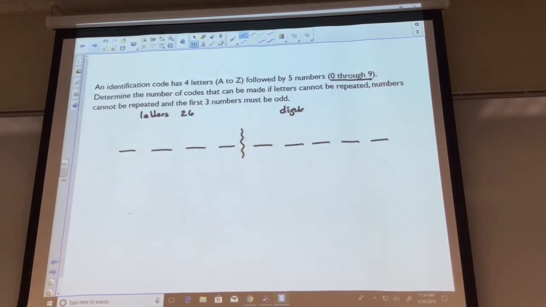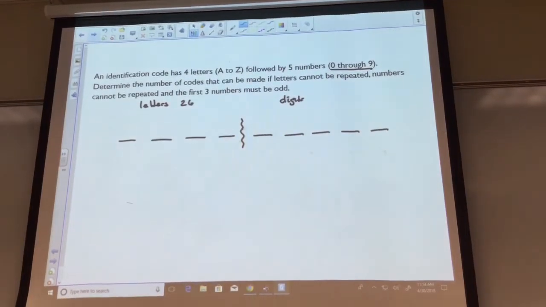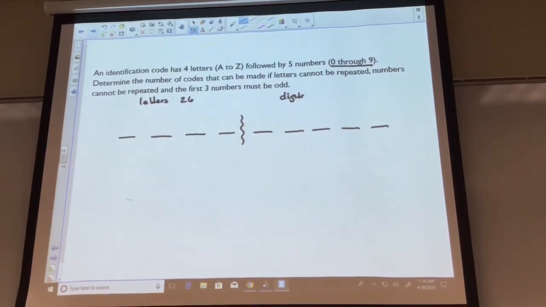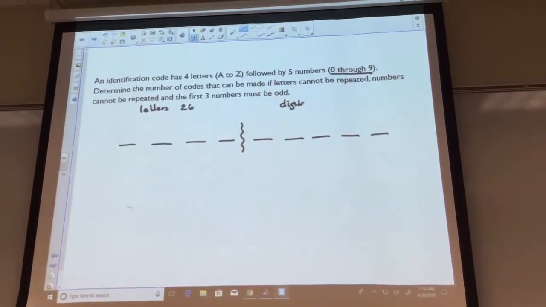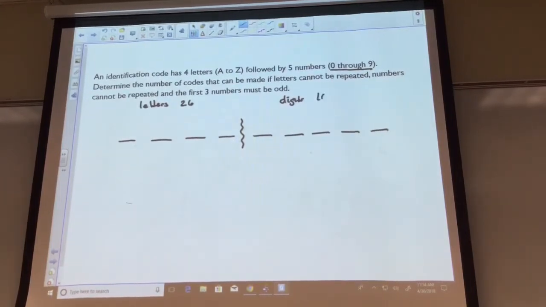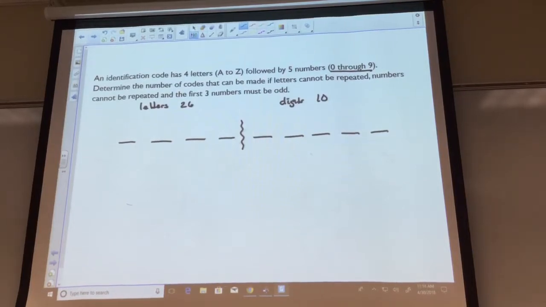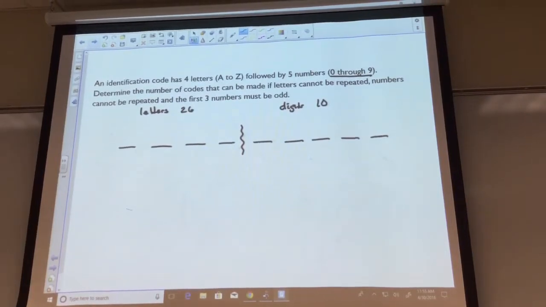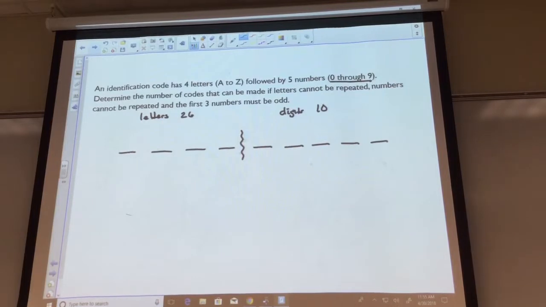How many figures do you have? Assuming you haven't had an industrial accident, or you're not a genetic anomaly. 10. Not 9, 10. 0 is a digit. 1 through 9 is 9, plus 1 more is 10.